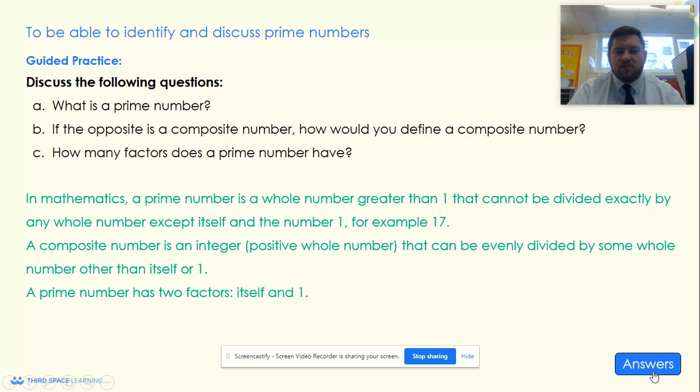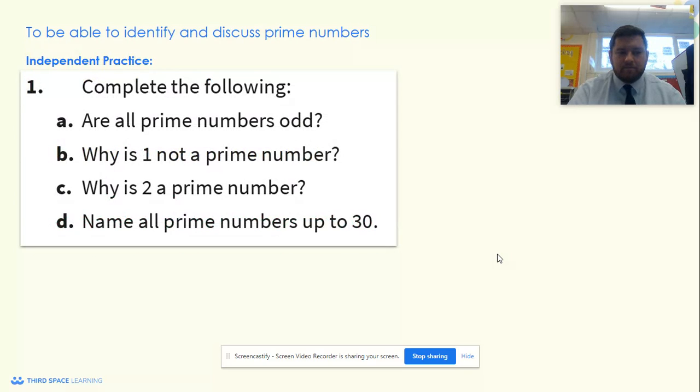So 17 is a good example. A composite number is an integer, so a positive whole number, that can be evenly divided by some other whole numbers, more than just itself and 1. So we looked at 4 before, because that can also be divided by 2. So a prime number only has two factors. And those are the numbers that you can use to divide that number. So let's say 5. 5 can only be divided by 1 and itself to give a whole number answer.